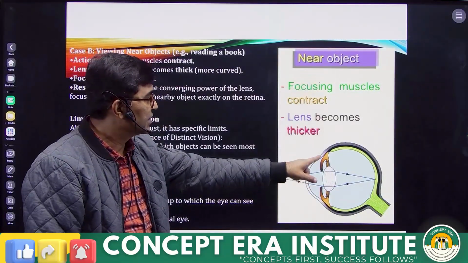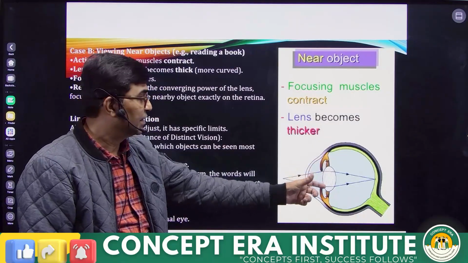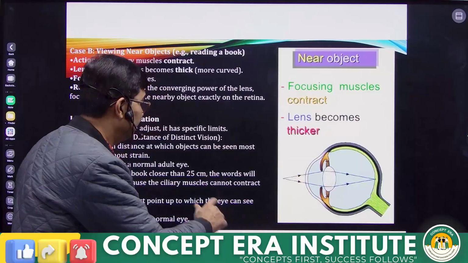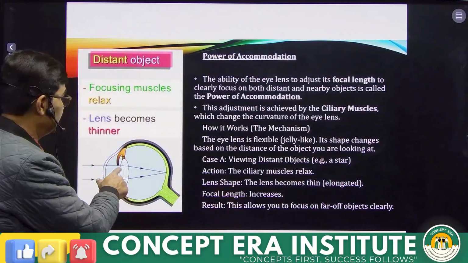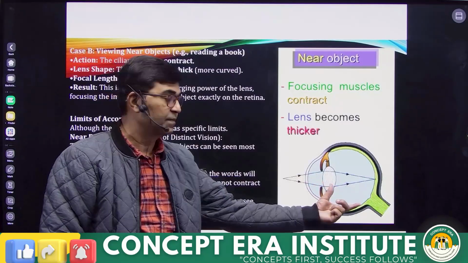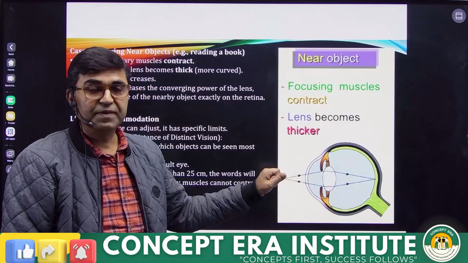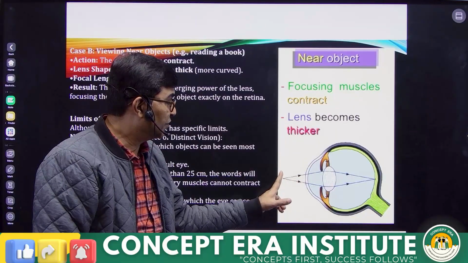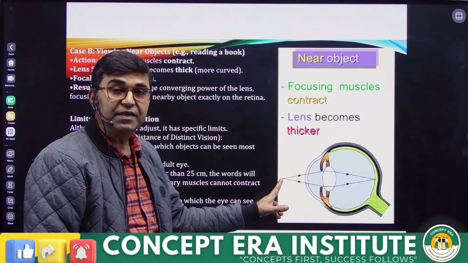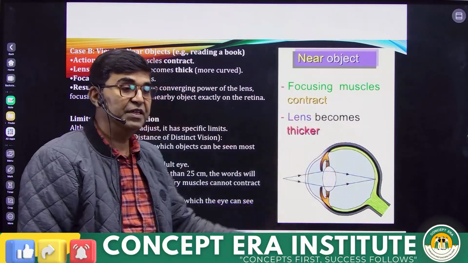For nearby objects, the ciliary muscles compress the eye lens and the lens becomes thicker, like here. You can see the lens is thinner here, but here the lens is thicker. The focal length of the thick lens is less. So the image of this object, which is placed at the nearby point, is focused on the retina, and we are able to see it clearly.